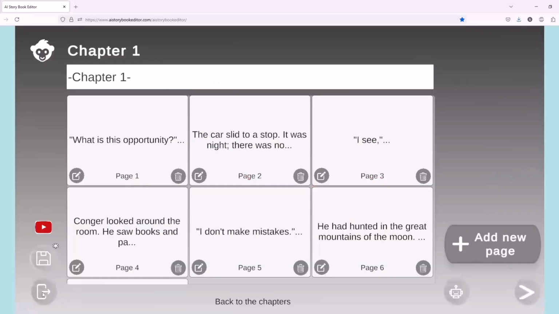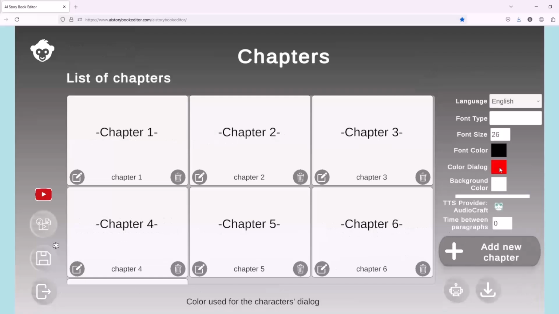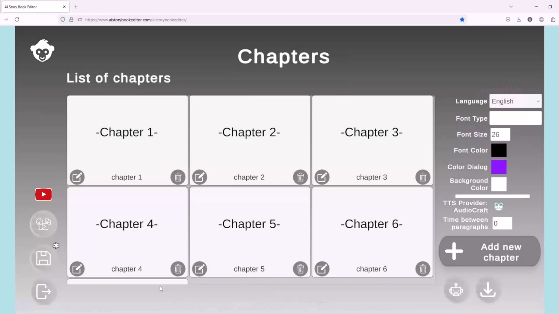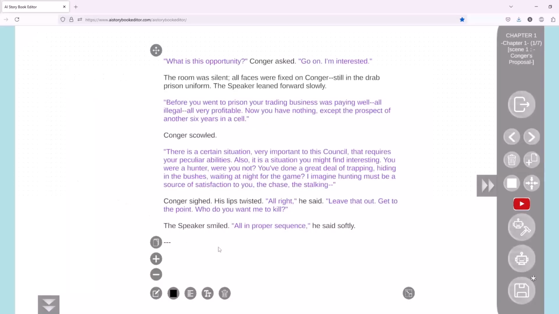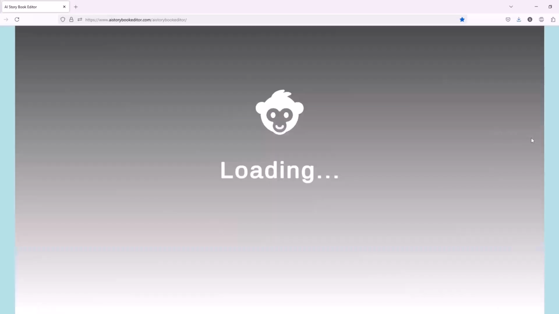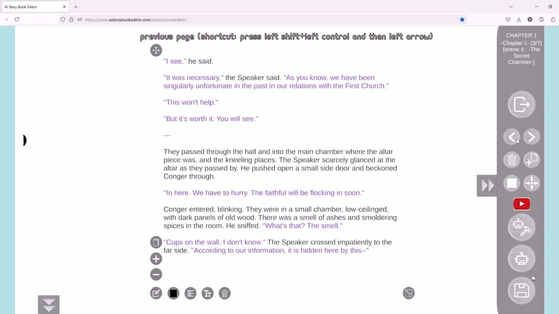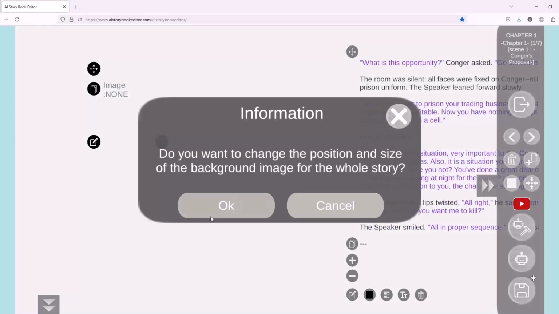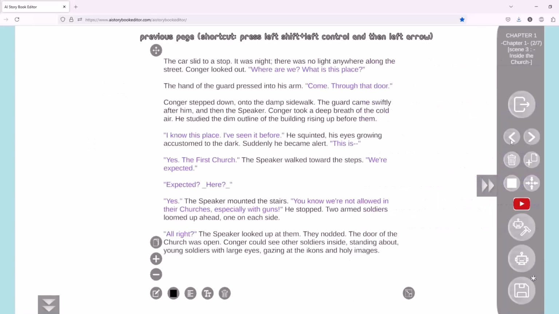Also, we are going to change the color for the dialogues. Let's choose this purple color. Okay, no, let's go back to chapter 1. Okay, so we have now these pages like this. We have not applied the last changes on the first page for an image.